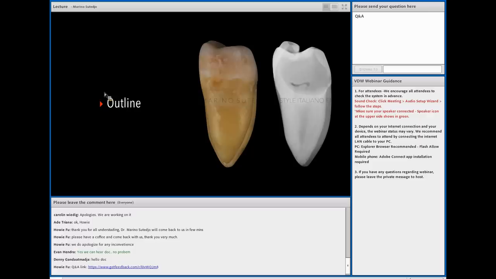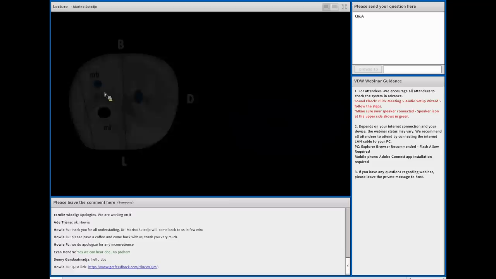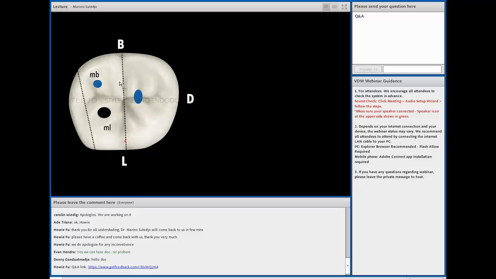And the last thing is the outline, because I still see many cases that come to my office where the outline of the access cavity was wrong. Sometimes I can see a round outline access cavity in a mandibular molar or sometimes in a maxillary molar. Because if you don't create a good outline, it means you also have bad visibility for your endodontic treatment.